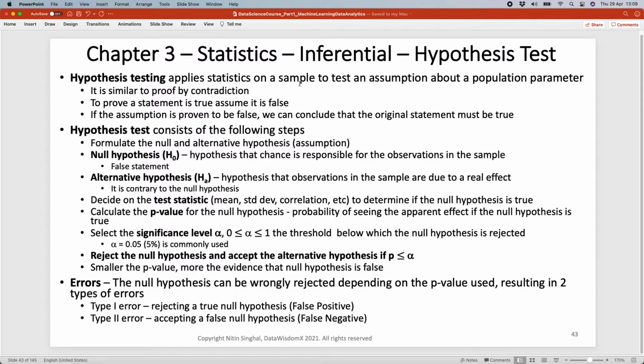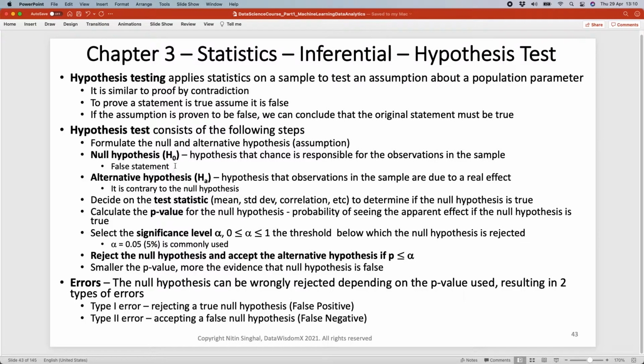Remember, you're using the sample to test the assumption about the population parameter. So, what the null hypothesis says is that chance is responsible for the observations in the sample, not the real value of the population parameter. So, that's the false statement. Now, the alternative hypothesis is that the observations in the sample are due to a real effect, which is basically what happens in the population. And it is, of course, contrary to the null hypothesis. So these are the two hypotheses which you have to formulate.